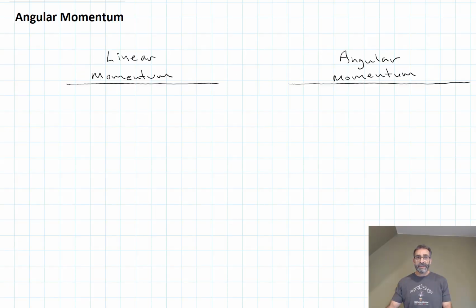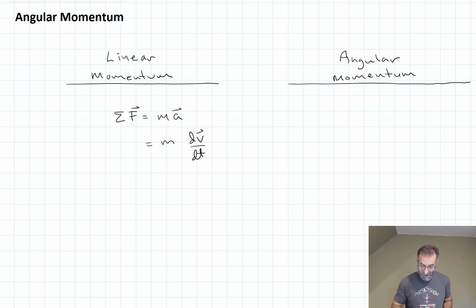Let's take a look at where linear momentum came from, and then we'll see if we can come up with an angular momentum counterpart. If you remember, we started with Newton's second law. We used the definition of acceleration to change this into dv/dt. We said if the mass is constant, we can bring it inside the derivative. And then we said, wait a minute, the net force is equal to the time rate of change of this quantity m times v.